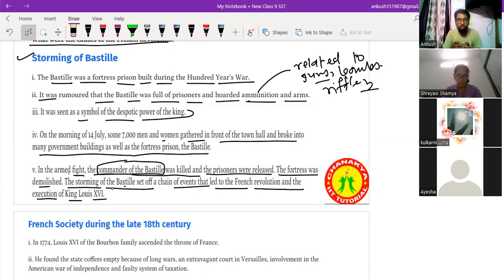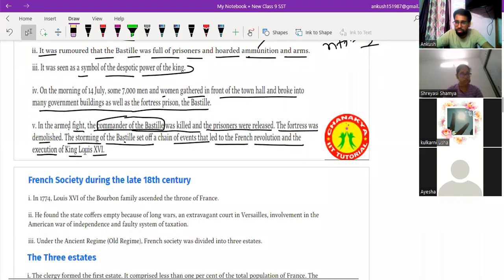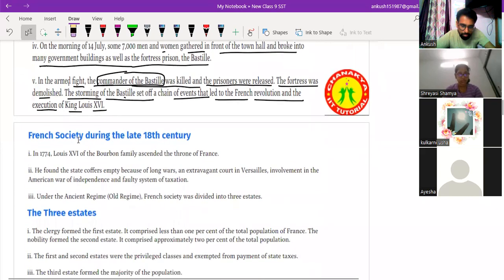This event in itself set things on fire. People became furious. They did not listen to anyone and they started to protest against the king, and in this way he was executed there in the year 1793. It took 4 years to be done. Are you getting the point? Yes, sir.